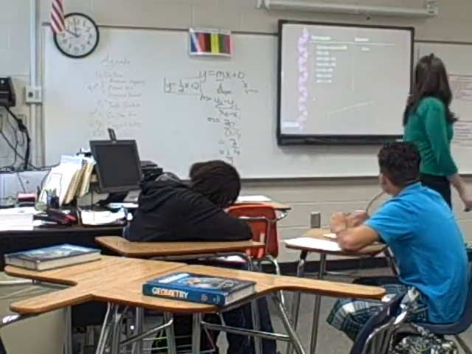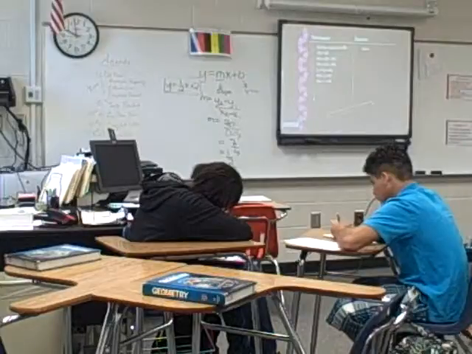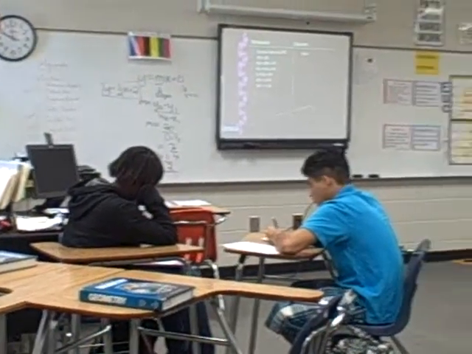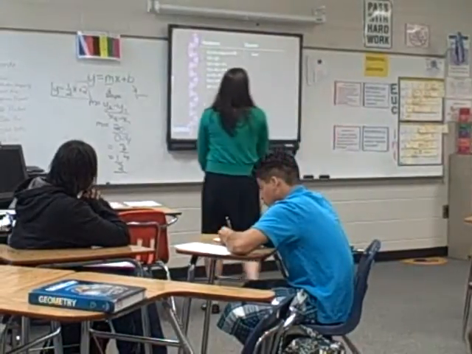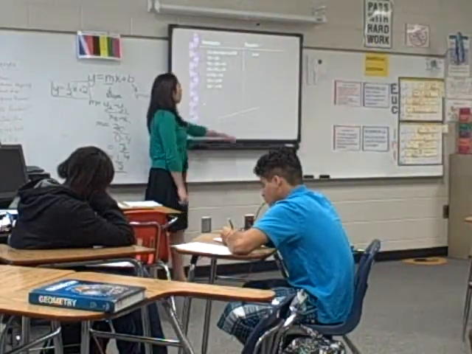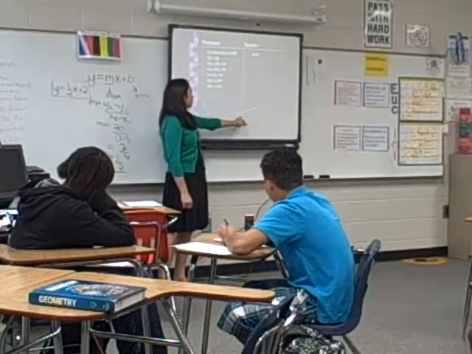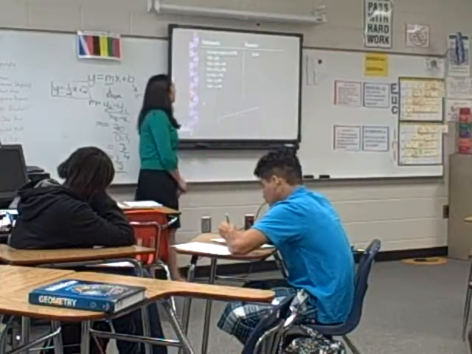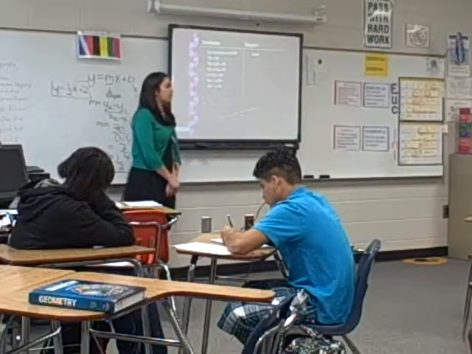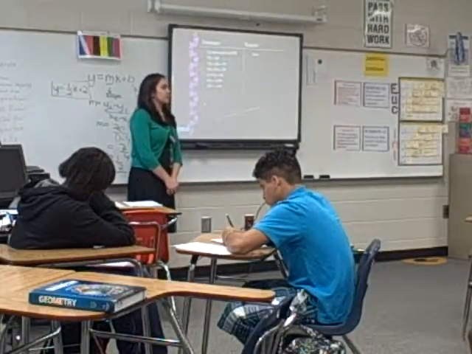PQ is equal to QR. So let's use our first statement. It says Q is the midpoint of PR. So PQ equals QR. How do we know that? It's a definition.